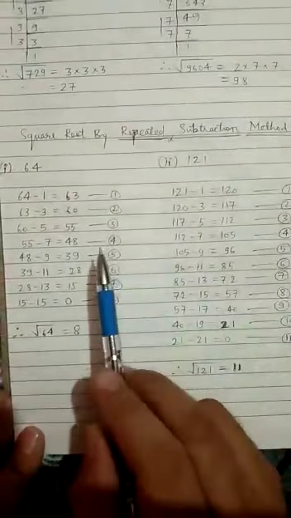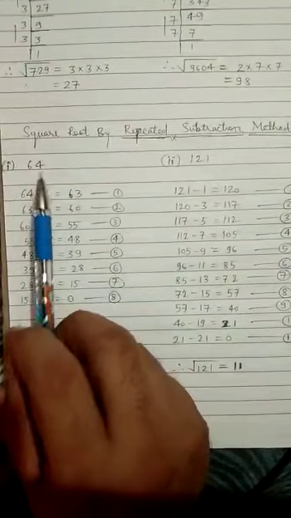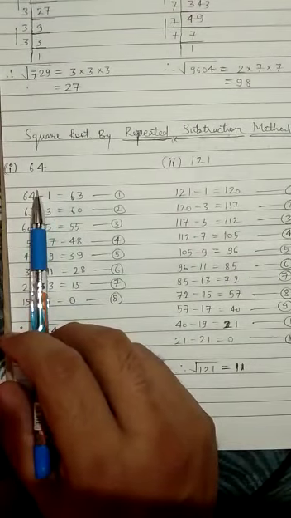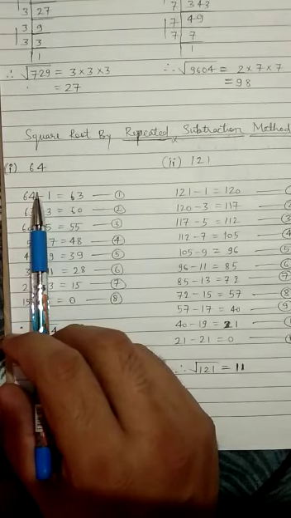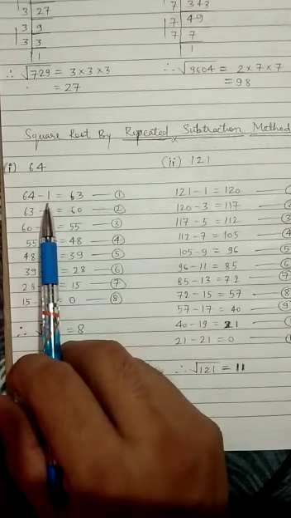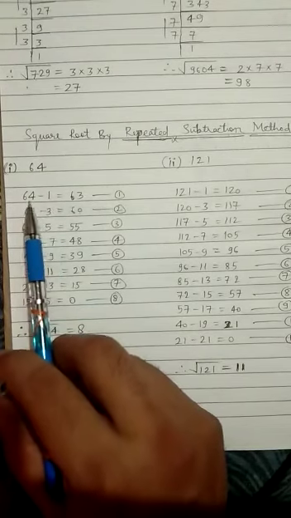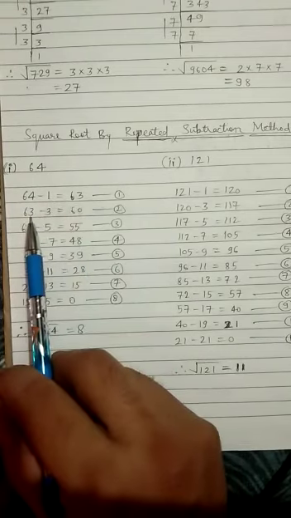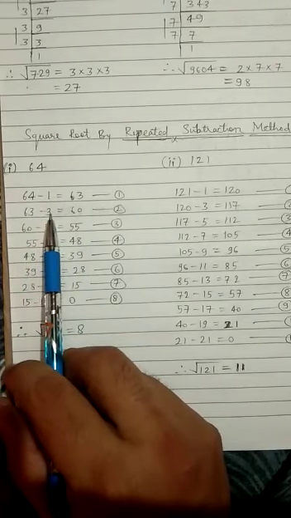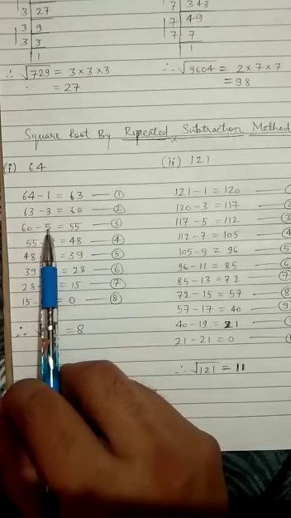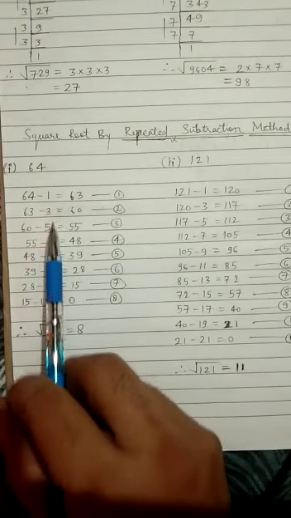Now square root by the repeated subtraction method. As the name says, repeated subtraction, we subtract consecutive odd numbers. First of all, from the given number 64 we will subtract the very first odd natural number, that is 1. 64 minus 1, 63. From this remainder we will subtract the next odd number 3. 63 minus 3, 60. From this, 60 minus 5, the next odd number after 3 is 5.